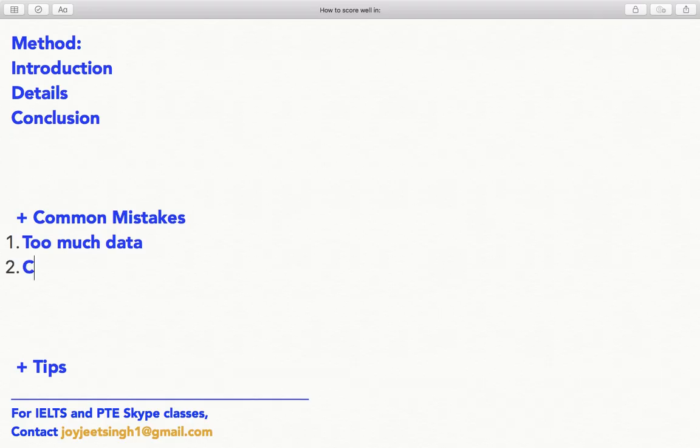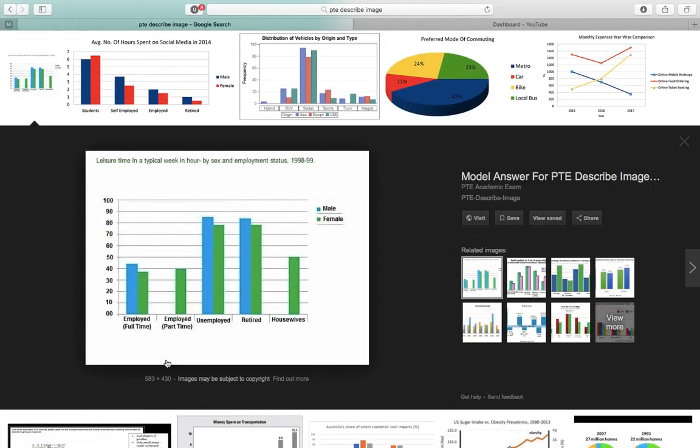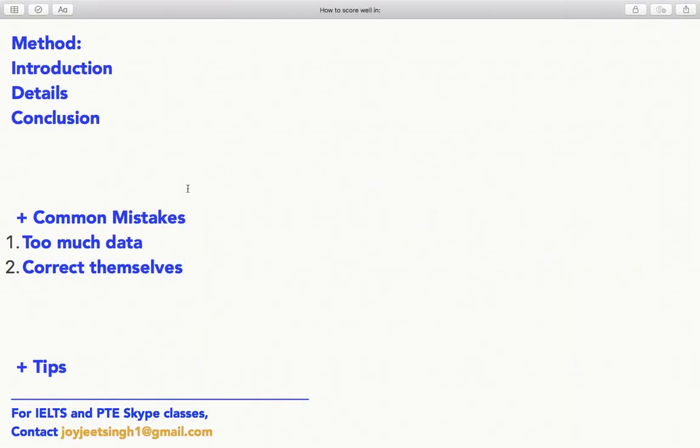The next one is most students try to correct themselves whenever they make a mistake. Let me give you an example. If I was describing the details for this chart and if I said something like, in case of full-time employed people, females enjoy about 40 hours of leisure time every week. Oops. Females enjoy 37 hours of leisure time every week in case of employed full-time. Now guys, here I made a mistake.